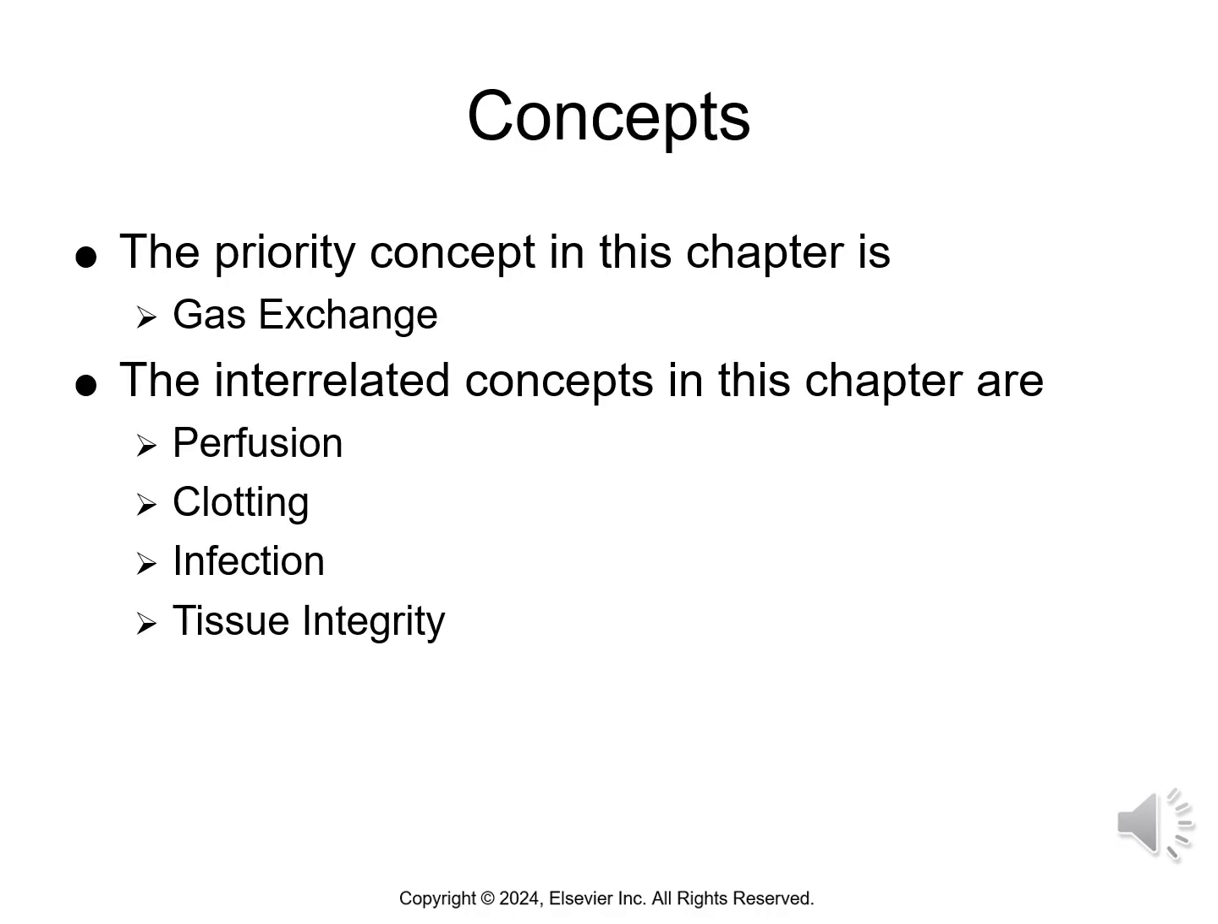So a priority concept of this chapter is how a pulmonary embolism would affect our gas exchange. And this is an interrelated concept of perfusion, clotting, infection, and skin integrity. When one of those systems fails, we unfortunately have a fail for the whole system. And this is where we run into issues with respiratory gas exchange.